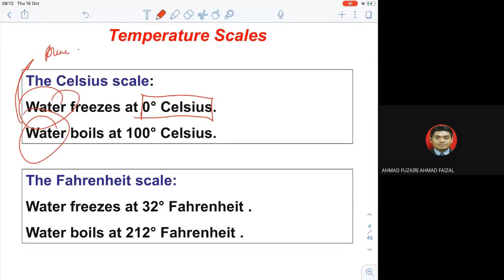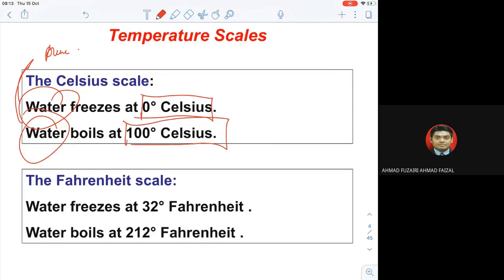And water boils at 100 degrees Celsius. Okay, we know that, especially when we have tap water, it will definitely have some impurities. Maksudnya ada benda asing pada water tu. If it is not pure water, then it will not reach this temperature. So if you want to get 100 degrees Celsius or freeze at 0 degrees Celsius, you must use pure water, without impurities.